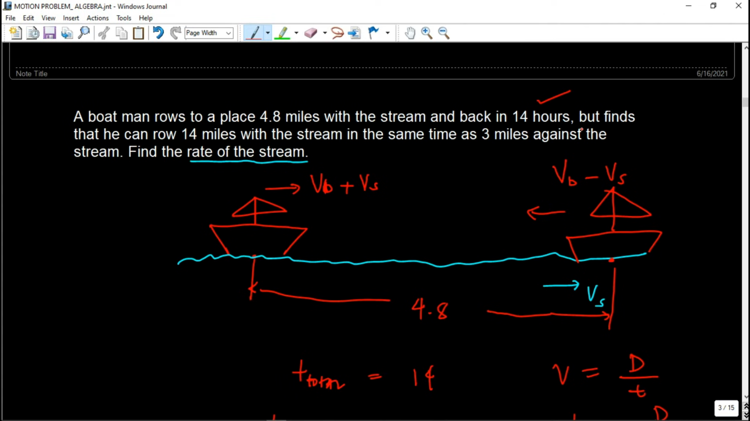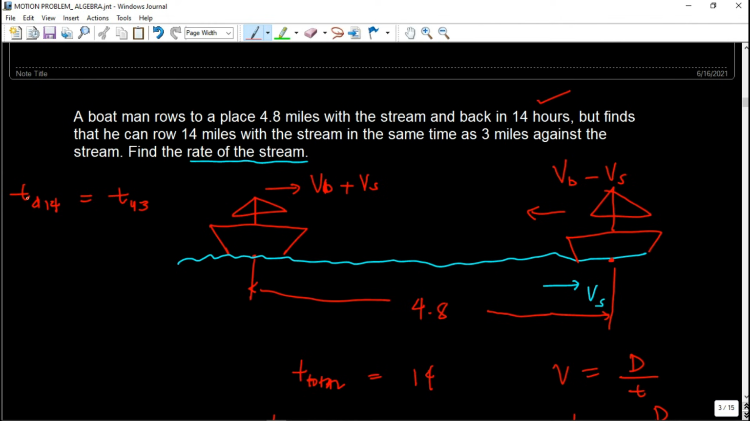But finds that he can row 14 miles with the stream in the same time as 3 miles against the stream. So, it says here that he can row 14 miles with the stream in the same time as 3 miles against the stream. So, yung time with the stream, let's say, that's downstream, 14 miles is just equal to the time it takes to travel against, or that is upstream, in a distance of 3 miles. Okay, so yung mga subscript natin, just denote the conditions.